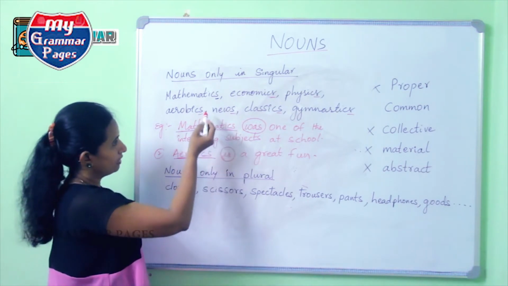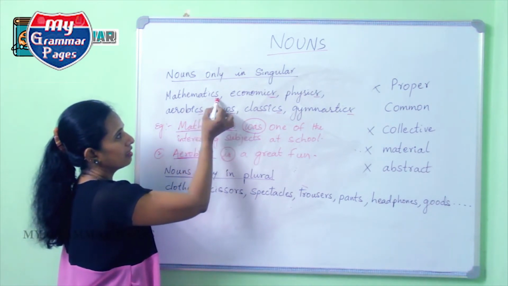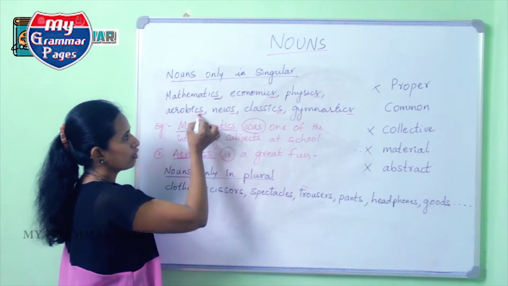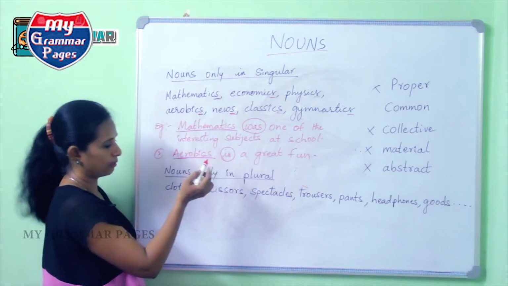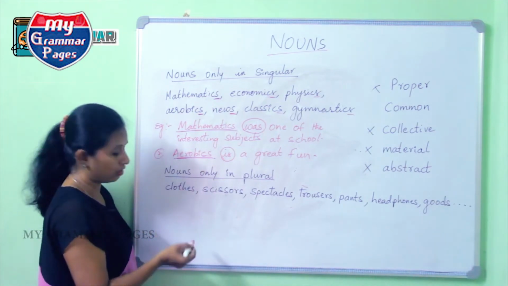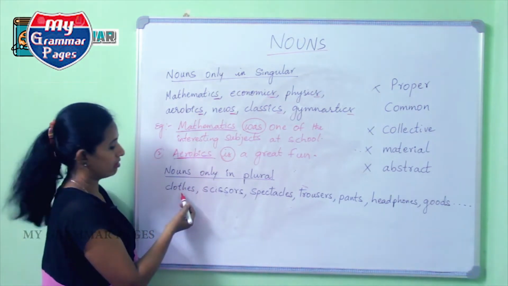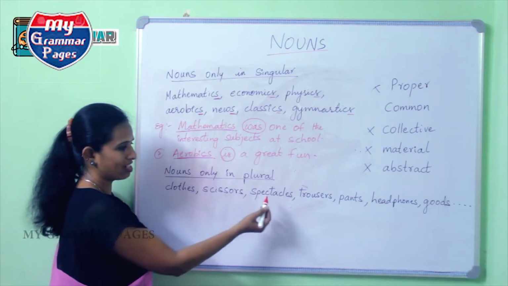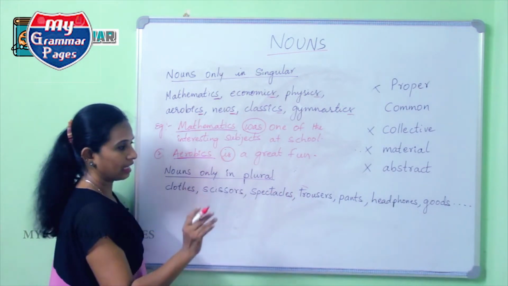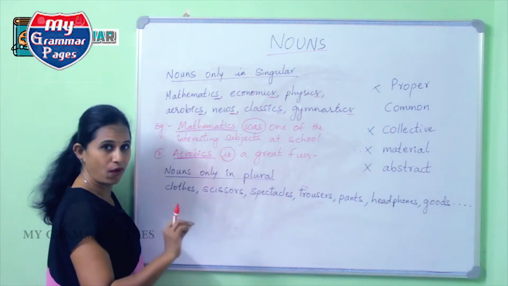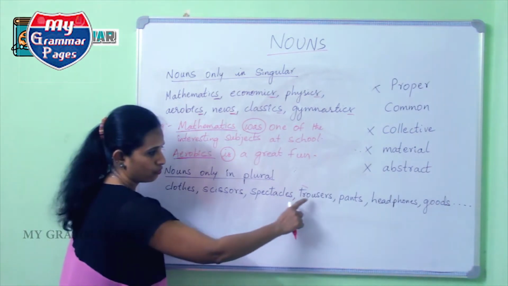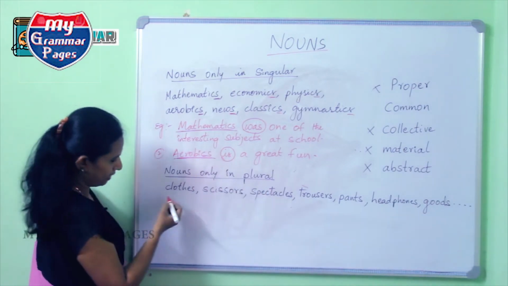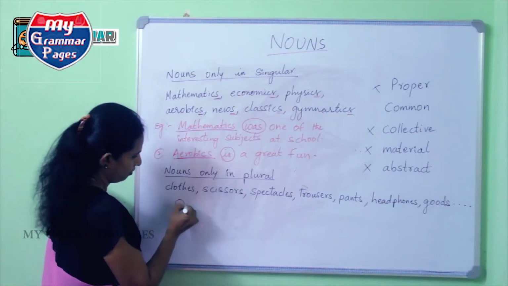So look at the difference between the top one and the bottom ones. In the top ones, we can see the addition of s after the word. We don't have the plural form for that one, but here we don't have the singular form. We don't consider it as cloth or scissor or spectacle or trouser. They exist only in the plural form. So suppose you want to take only the singular form, how will you write, for example, pants?